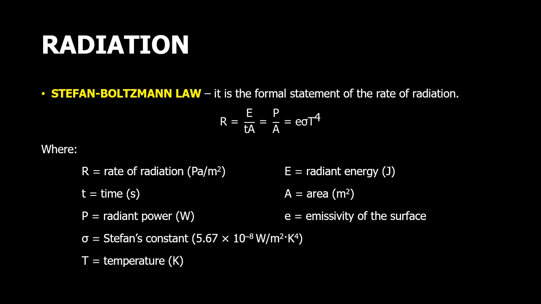So in CGS units, we can refer to its unit as ergs. So simply speaking, the Stefan-Boltzmann constant can also be said as 5.67 times 10 raised to the negative 8 ergs. So the whole equation is the formal statement of the Stefan-Boltzmann law, which is just about the rate of radiation of a certain body.